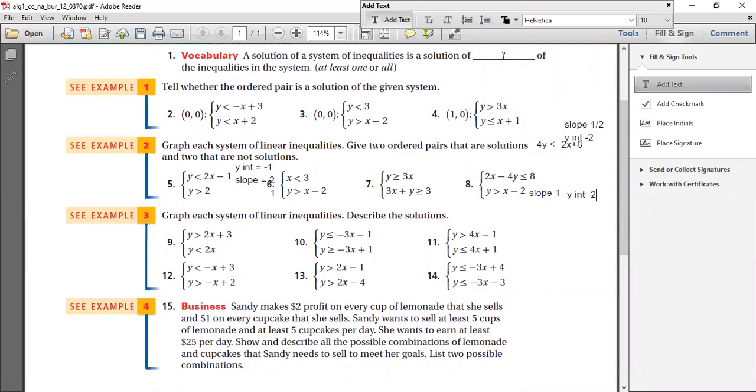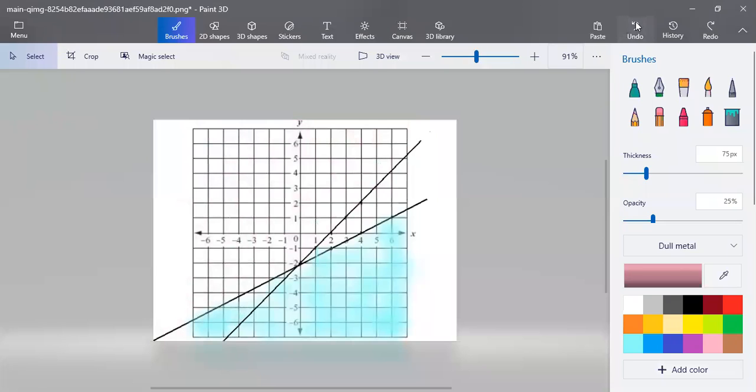Let's try to solve one of these. Let's describe the solutions and see what solutions we are going to get. So let's start with question number 9. Now when you're graphing question number 9, your slope has to be 2 over 1, and your y-intercept is positive 3. So let's graph this and see what the solution is. So slope is 2 over 1 and the y-intercept is 3. So going back to the graph, clear everything.